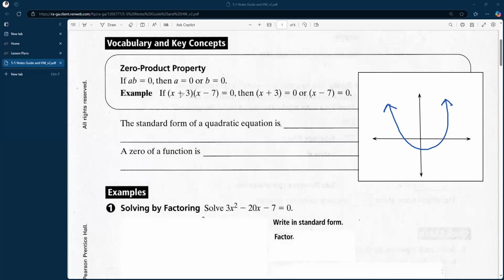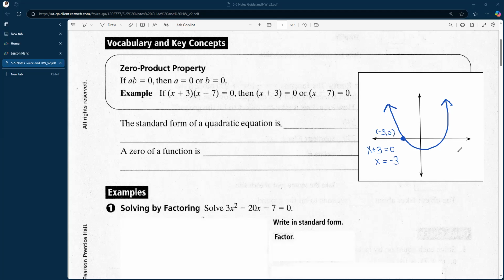If x plus 3 times x minus 7 equals 0, then x plus 3 equals 0, or x minus 7 equals 0. When we use the zero product property, we solve for the x in each one of these factors. So x plus 3 equals 0. Subtract 3 from both sides, x equals negative 3. That means the x-intercept is right here, and that is negative 3, 0.